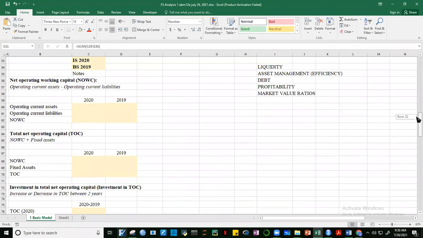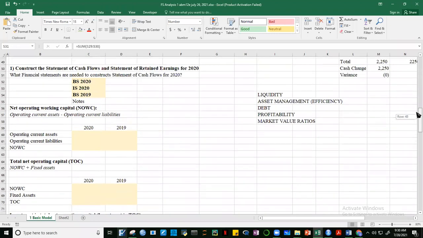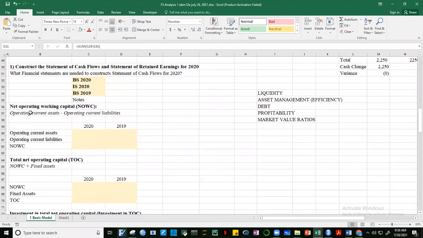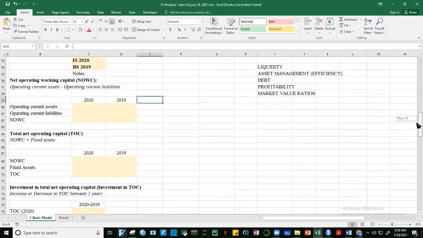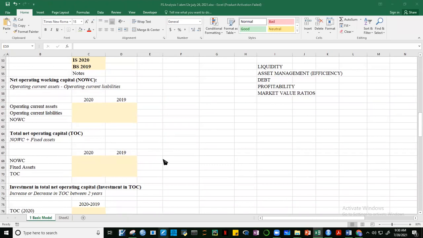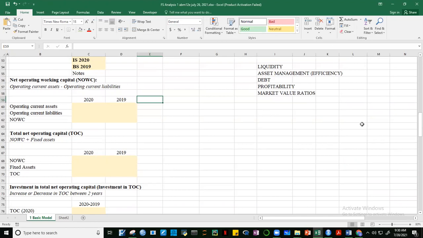There are some measures here that you will also have to compute for your paper, for your project. First is net operating working capital. What is net operating working capital? By definition, when you say net, guys, let me use my digital pen. When you say net, di ba may sinasubtract tayo doon, no? We subtract something.